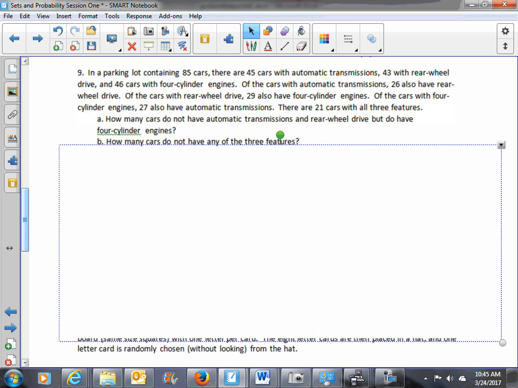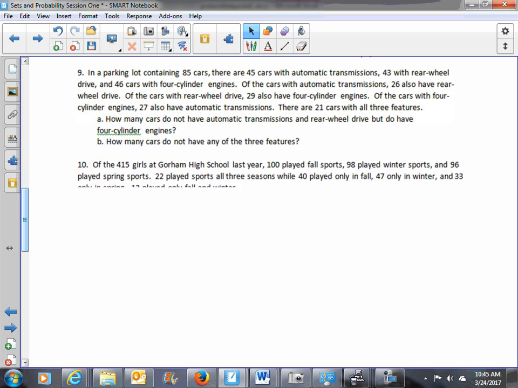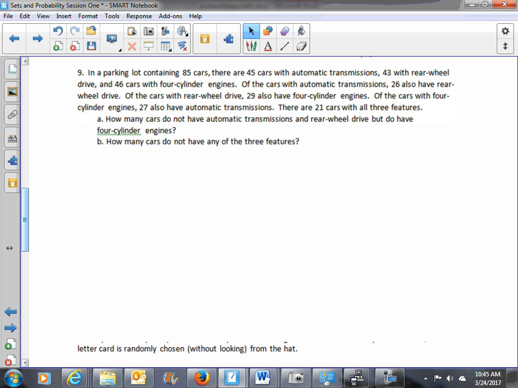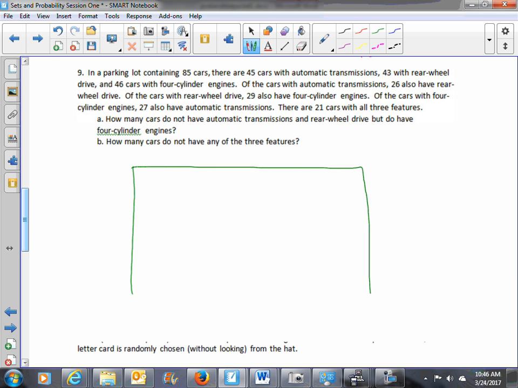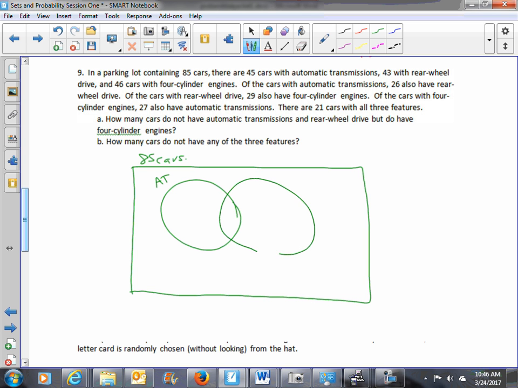And I think my rectangle is going to need to be a little bit bigger. All right, here we go. Our Venn diagram. There's 85 cars. Now, we've got automatic transmission, AT. We have rear-wheel drive, RD. And we have 4-cylinder, 4C. Now, they give us a lot of information.